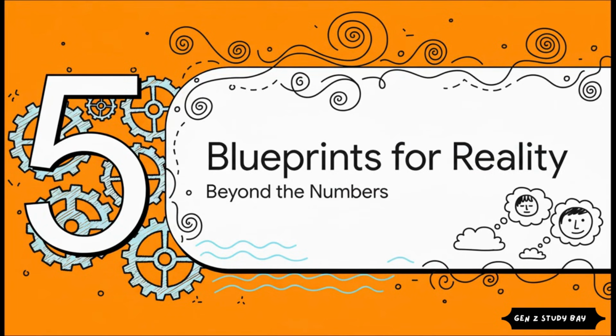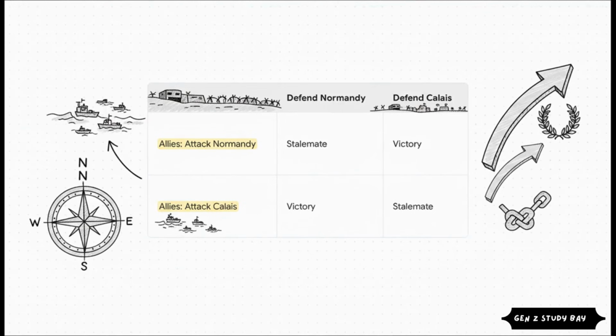Now, I know what you might be thinking. This is all pretty interesting, but it's all about these abstract numbers and payoffs. But the real magic of these blueprints is that they can handle situations that are way more complicated, way more, well, human. Take a look at this. It's a simplified model of the D-Day invasion. The Allies had to pick a beach to attack, and the Germans had to decide where to focus their defenses. Look at the payoffs here. They're not numbers. They are world-changing outcomes, victory or stalemate. This just goes to show you that we can build these strategic blueprints for almost any situation, even when you can't possibly assign a neat little number to the result.